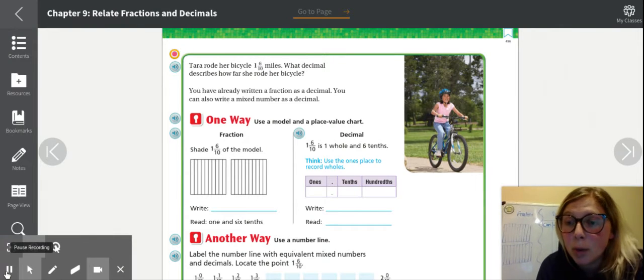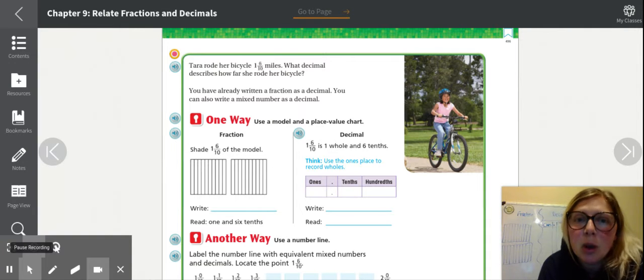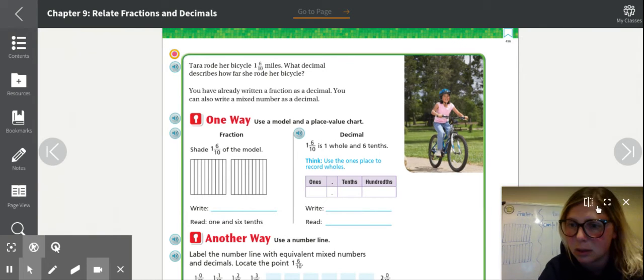Okay, let's try one more. Tara rode her bike for 1 6/10 mile. What decimal describes how far she rode her bike? You have already written a fraction as a decimal. You can also write a mixed number as a decimal. So let's take a look. I made it bigger on the board.